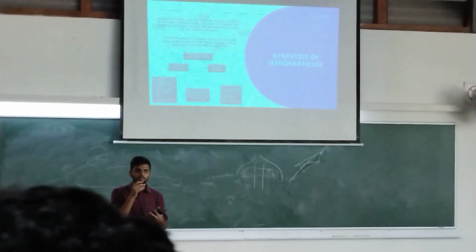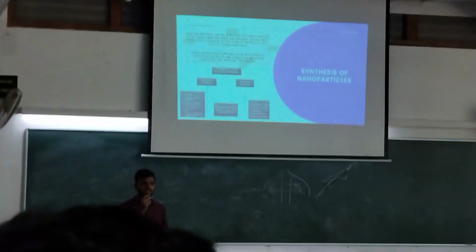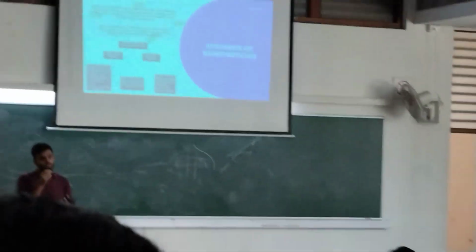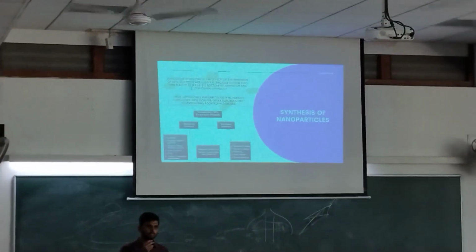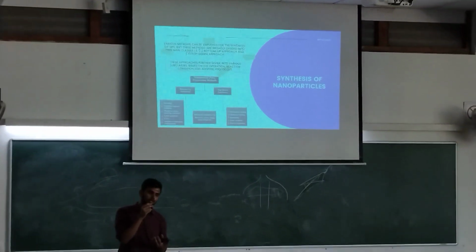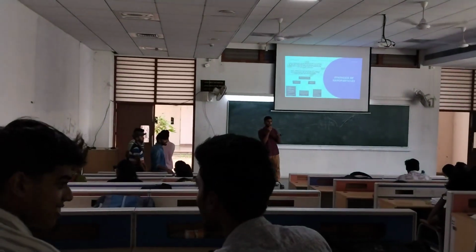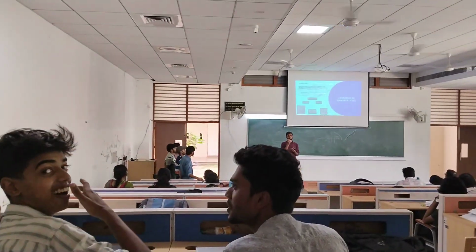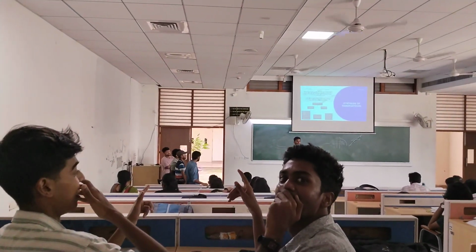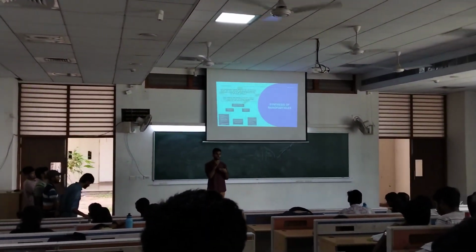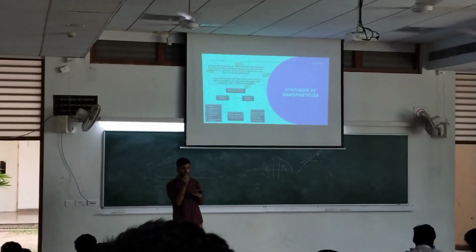So, how can we synthesize nanoparticles? There are two methods. One is the physical method, and the second is the chemical method. The physical method is not very useful. Coming to the chemical method, it has two types: one is top down, and the other is bottom up. In top down synthesis, we break a bulk material into a smaller entity, and that smaller entity is the nanoparticle.